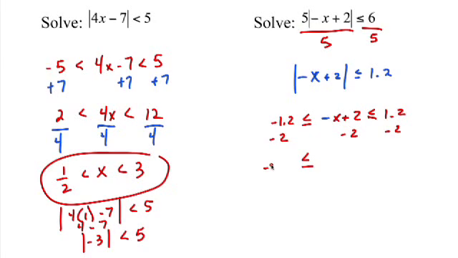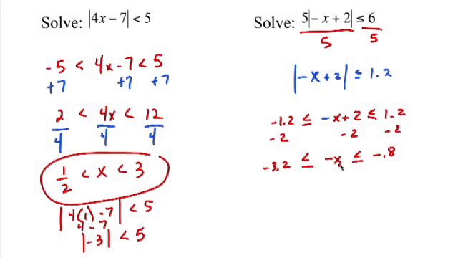On this side, we get negative 3.2, and the middle is negative x, and on the right-hand side, less than or equal to negative 0.8. Right, $1.20 minus $2 would mean you're behind by 80 cents. Yeah, rough life.